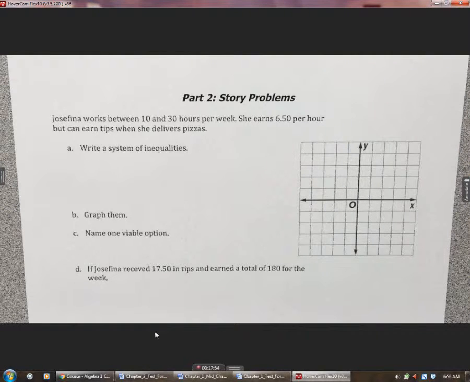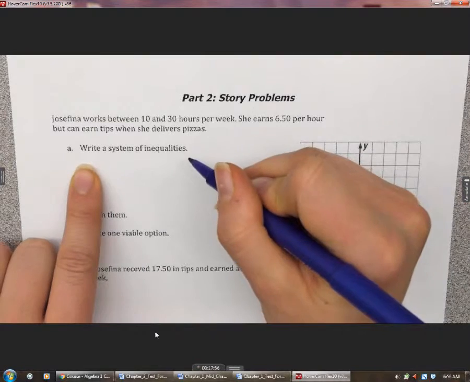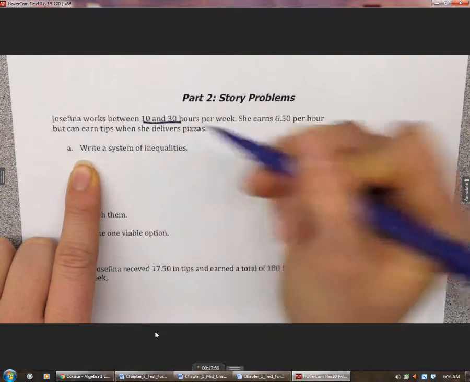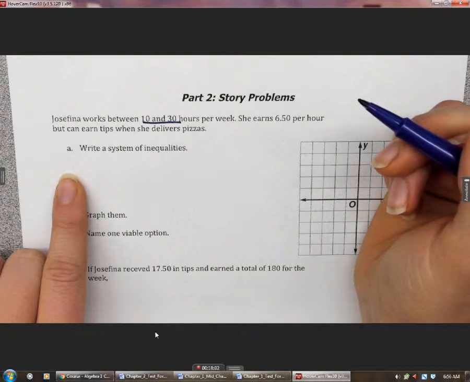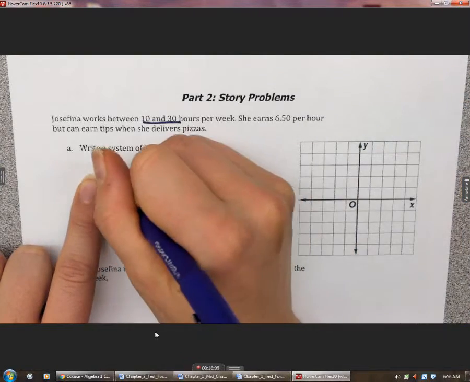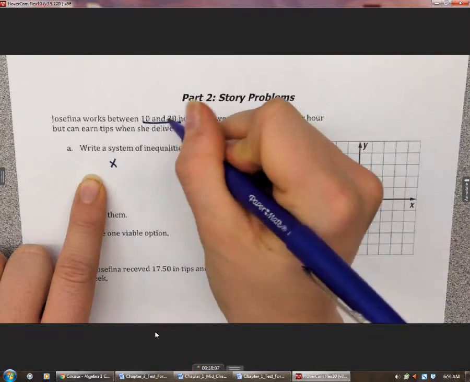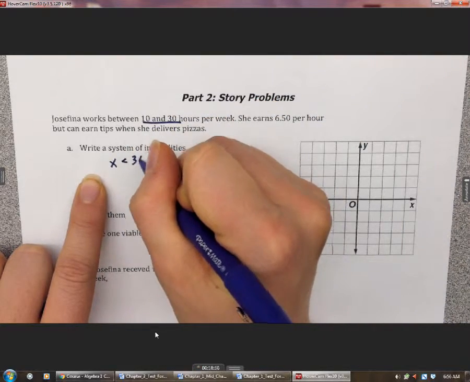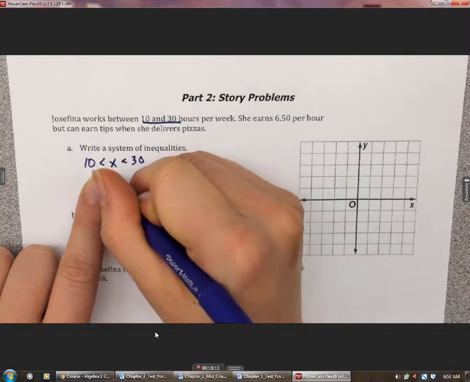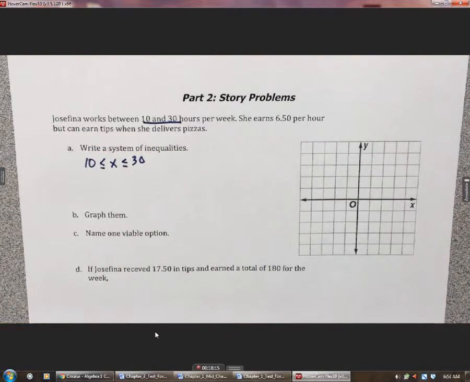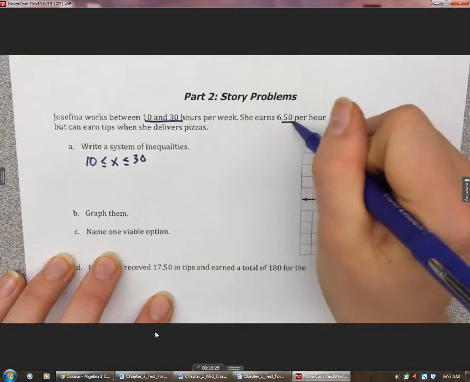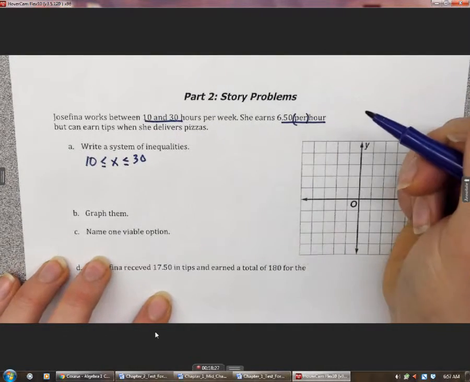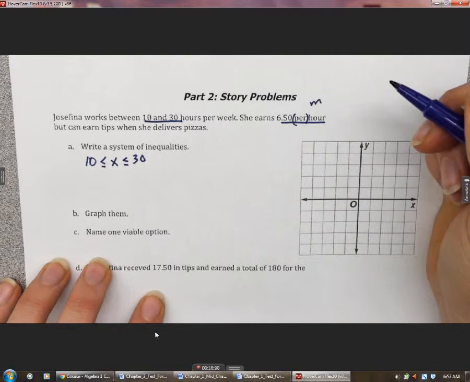So first part, we need to write the system of inequalities. So she works between 10 and 30 hours per week. I'm just going to call what she works X, the number of hours that she works. She works between 10 and 30 hours. I would accept it either way if you made it with the little equal signs or if you didn't. It's not clear from the problem. I'm going to include it. And it says that she earns $6.50 per hour. That's a big deal. That's talking about slope. But she can earn tips when she delivers pizzas.